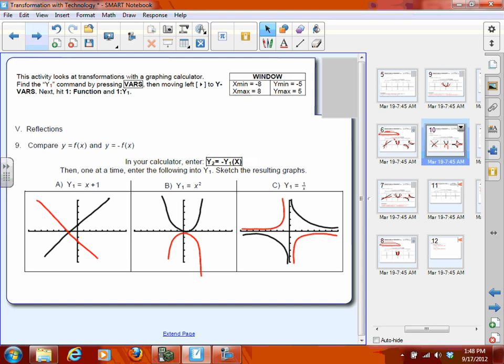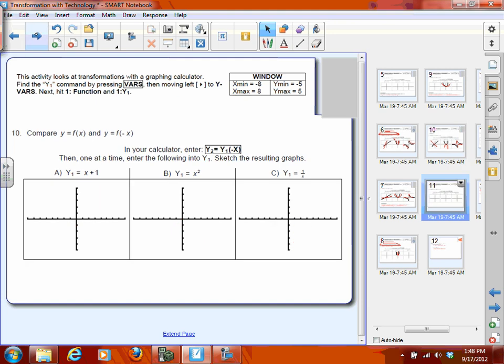It's flipping over the x-axis, but we've got a better word for flip. What's another word? Reflect. So what's happening here is we have a reflection, and that reflection occurs over the x-axis. So everything that's on the top of the x-axis is now on the bottom, and everything that's at the bottom is now on the top. That's that flip that you're talking about.